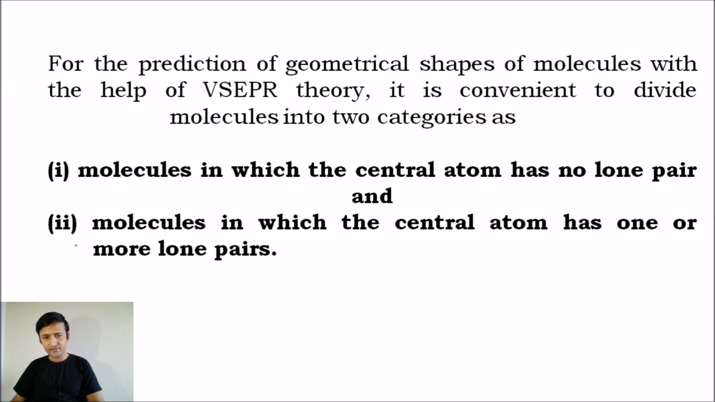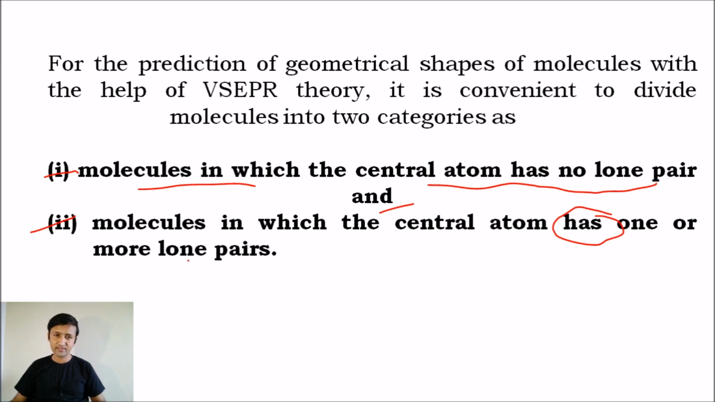The next one is, if we take molecules now, for prediction of geometrical shapes of molecules by applying VSEPR theory, we can divide molecules into 2 categories. The first one is molecules in which the central atom has no lone pair of electrons, and the second one is molecules in which the central atom has one or more lone pairs of electrons around it.